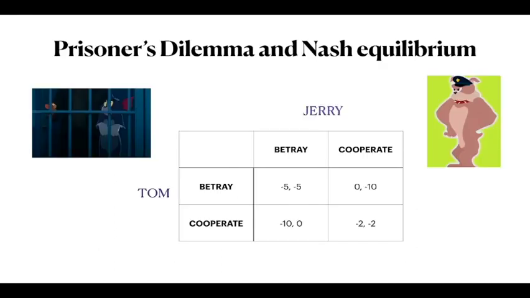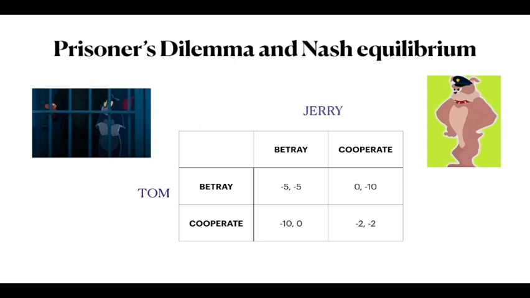Let us talk about a classical problem in game theory known as the prisoner's dilemma. See, Tom and Jerry are arrested for a crime. They're placed in separate cells and called out one by one and they're told the following. They have two choices to make. Either they can snitch on the other, that is betray, or they can choose to stay silent, that is cooperate.